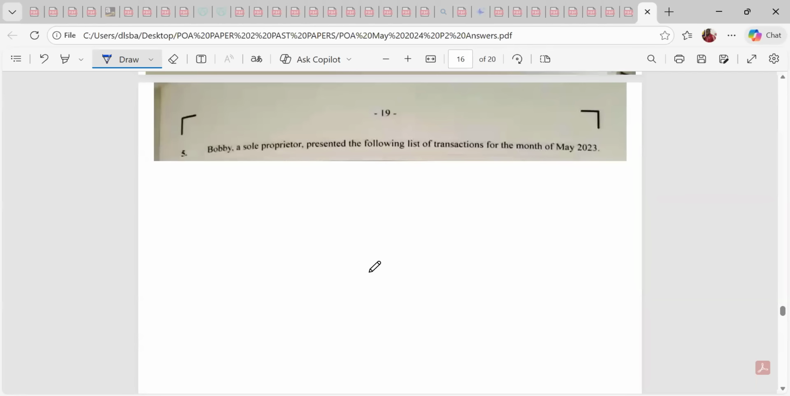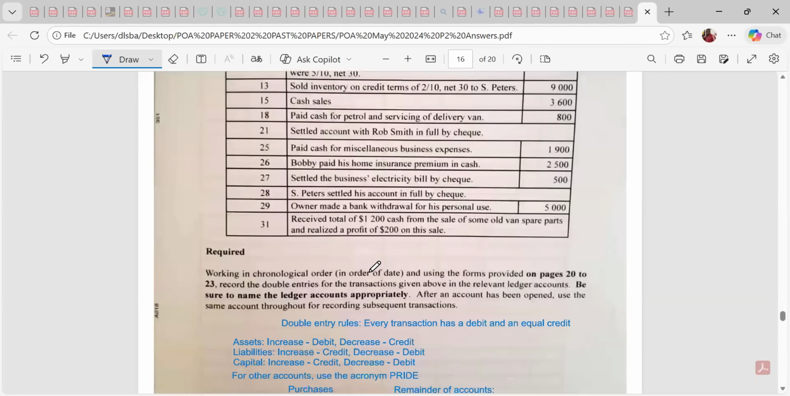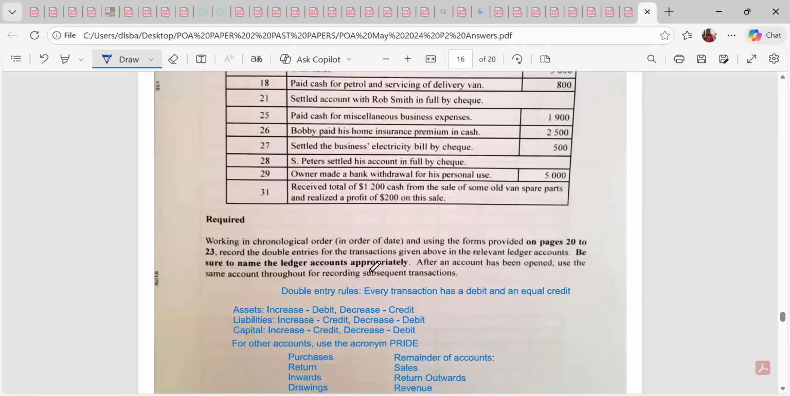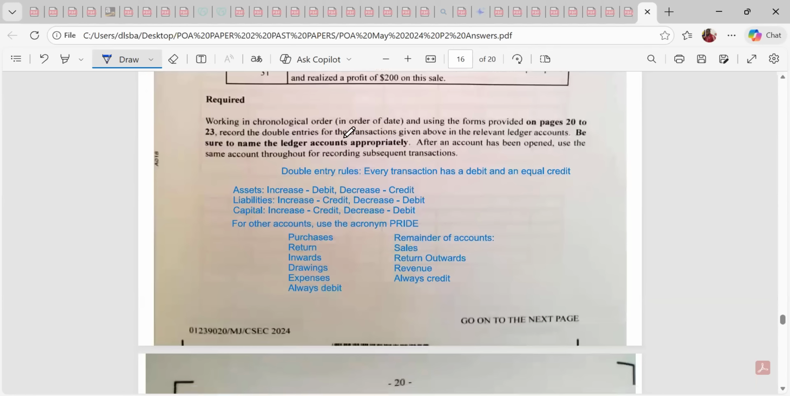So here's what we'll do. We'll just go through each transaction and see which accounts you're going to debit and which accounts you're going to credit, following these rules. Assets, when they increase you debit, when they decrease you credit. Liabilities and capital are the opposite. When they increase you credit, when they decrease you debit.